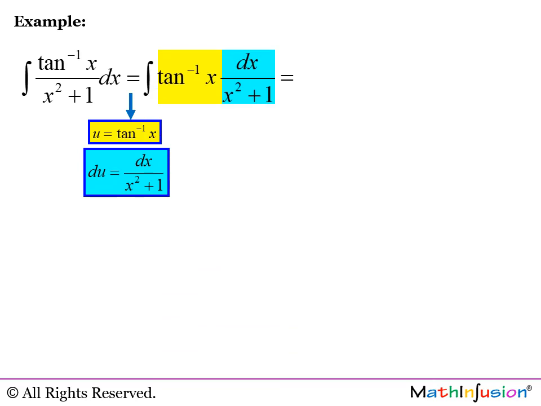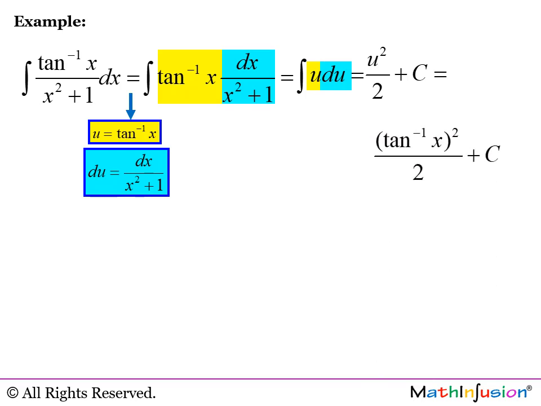So when we write it like this, obviously it's much easier to notice, and now because of the substitution of the u, the dx over x to the power of 2 plus 1 is just the du, so we get a very easy integral, just the integral of u du. So this is u to the power of 2 over 2 plus c, and the only thing left to do is to substitute back the tangent -1 of x, and we get that.